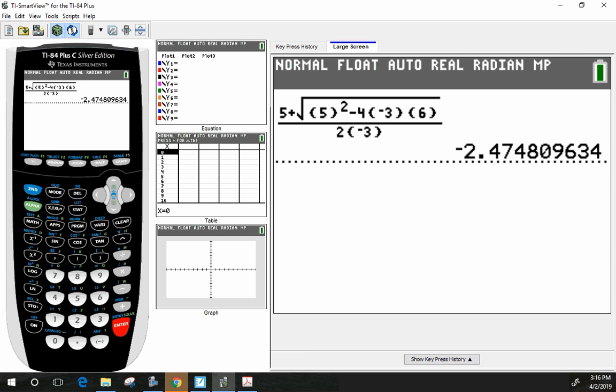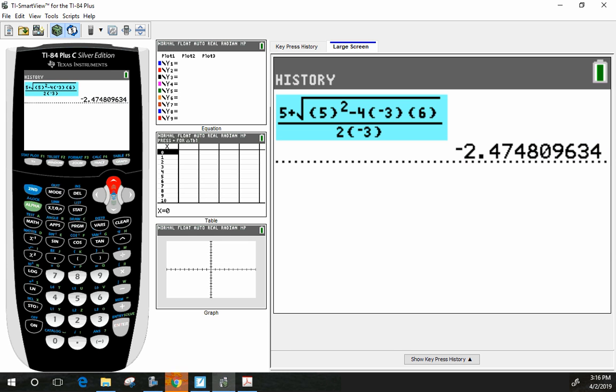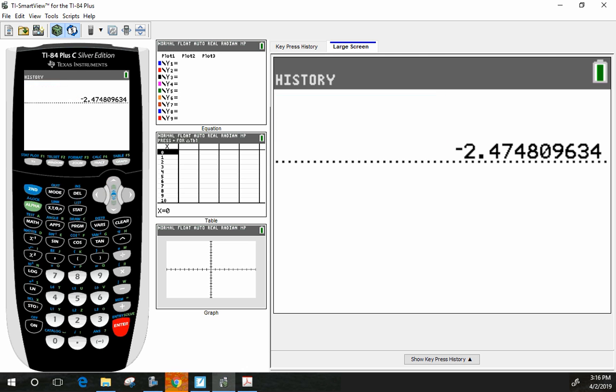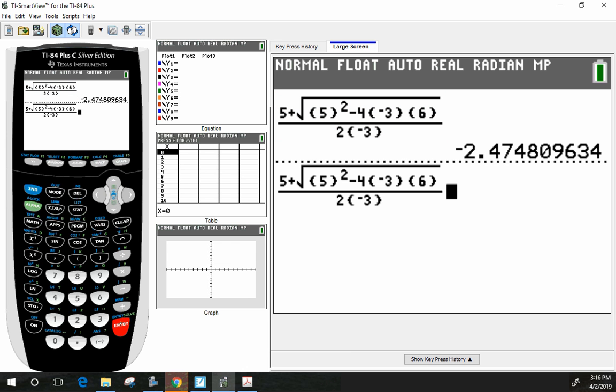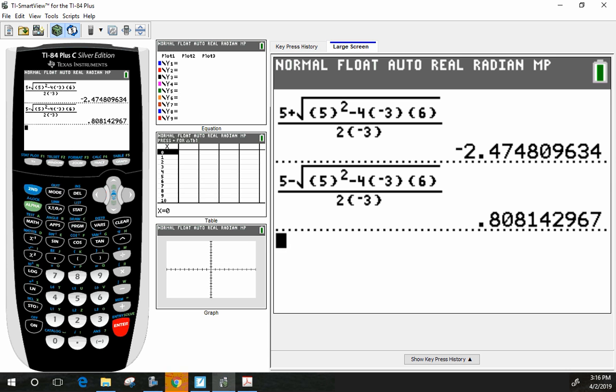Now, check it out. I don't have to recopy that. If you have some of the newer ones, I can just up arrow, select that, hit enter, and then I can just come back in and change that addition to a minus. Just make sure it's a minus, not a negative. Okay? So I come here, and I say right in here, I want a minus instead, and there is my second solution. And we're good to go.